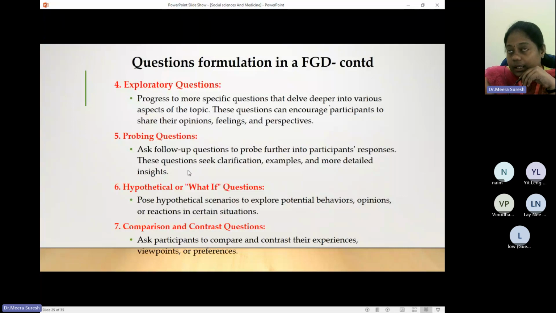Sometimes a question is asked, and all the people in the group say, okay, I vouch for it, or I second the opinion. But then one person says, oh no, I'm not of that opinion, and they stop there without giving any clue. You can ask further probing questions to get more ideas, to probe into participants' responses. It can be clarification, examples, or detailed insights. And you can add hypothetical questions, so-called what-if questions, and compare and contrast questions, comparing experiences, viewpoints, or preferences.